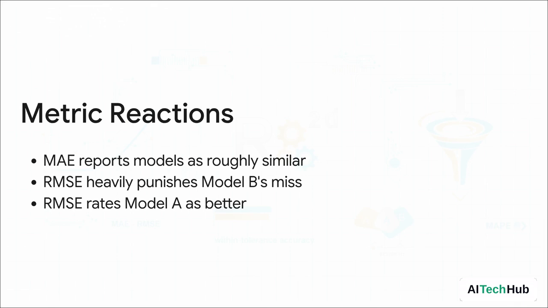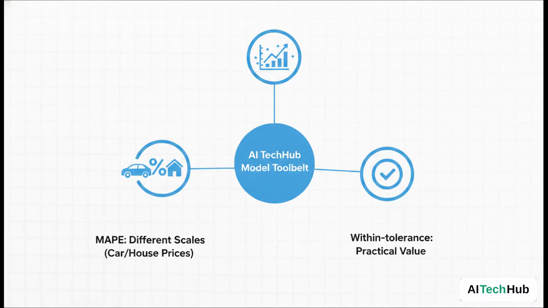RMSE, however, tells a totally different story. Because its math squares the errors before averaging, Model B's massive miss gets punished disproportionately hard. That leads RMSE to crown Model A as the safer bet, even though Model B was actually more accurate on almost every individual house. And what about the rest of our tool belt in this scenario?